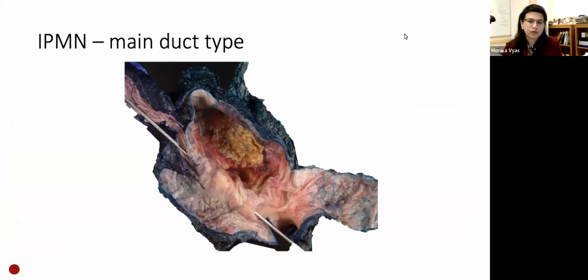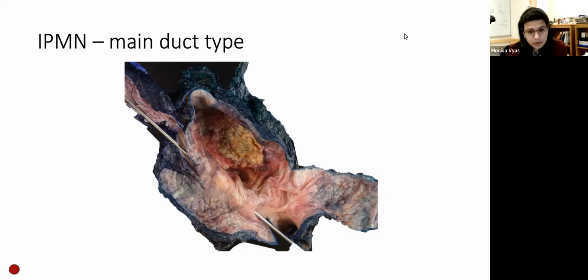All right, so moving on to resections of intraductal papillary mucinous neoplasms. As Matt mentioned briefly, radiologists are pretty good at classifying these into main duct type and branch duct type. Main duct type IPMNs are connected to the main pancreatic duct, whereas the branch duct IPMNs are connected to one of the smaller branches of the main pancreatic duct.